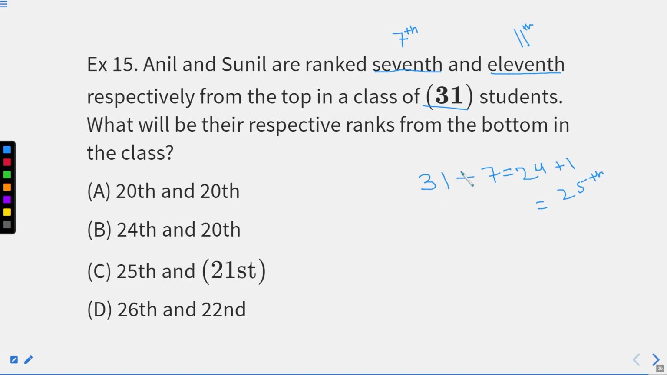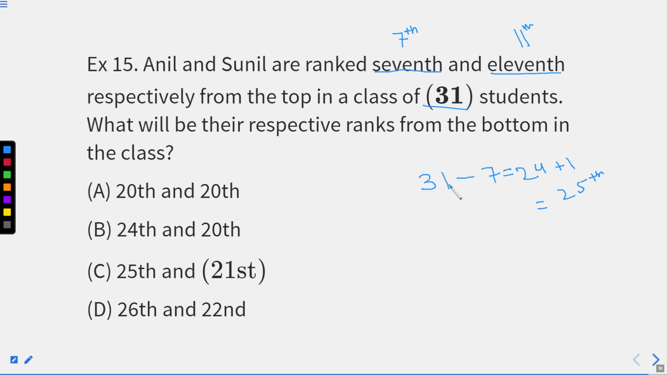Why are we adding 1? Because from the total number, if we are subtracting 7, which is the rank of Anil, we need to find the rank of Anil himself. As we have subtracted the 7th position, while we are getting 24 as an answer, we need to add 1, which is again adding the rank of Anil.